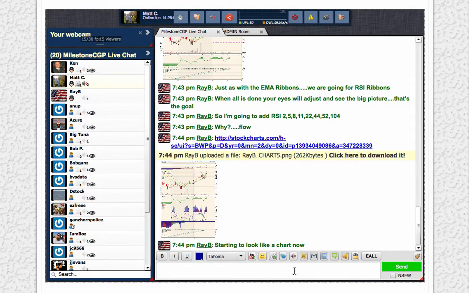Now it's starting to look like a chart with some indicators on it that'll give you more of a direction, more of a flow of the chart.